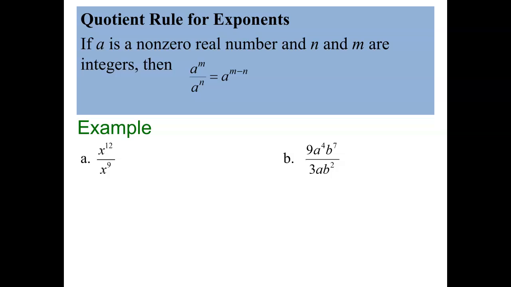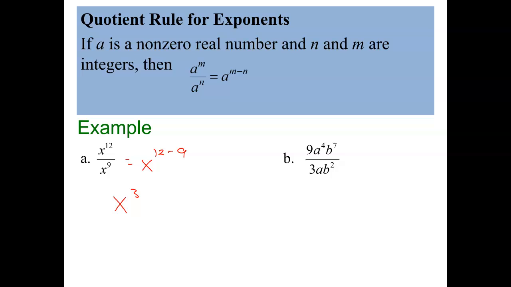Quotient rule. So product rule says we add. Quotient is division, so we're going to subtract the exponents. Product rule is add the exponents. Quotient rule is subtract the exponents. Again, we have to make sure the bases are the same. So I have x over x, x to the 12 minus 9, which is what? X to the power of what? 3.